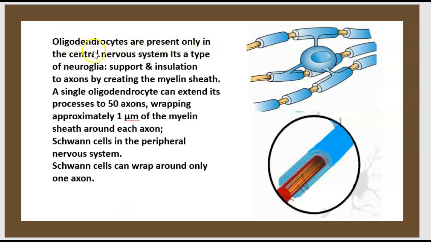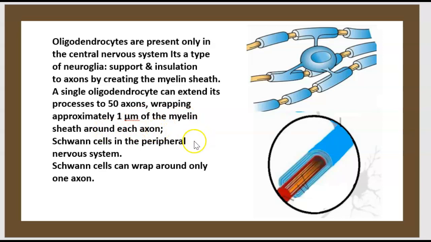Oligodendrocytes are present only in the central nervous system. It's a type of neuroglia, providing support and insulation to axons by creating the myelin sheath. A single oligodendrocyte can extend its processes to 50 axons, wrapping approximately 1 micrometer of myelin sheet around each axon.